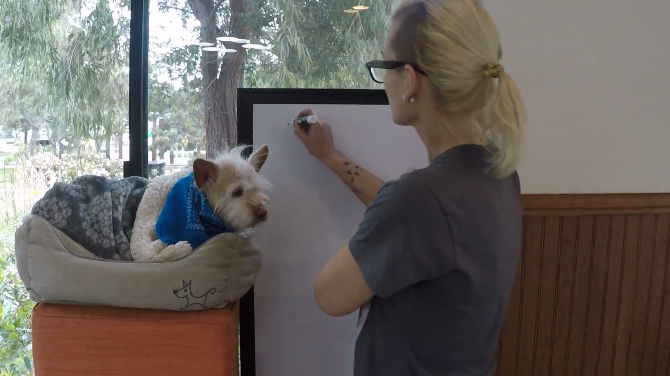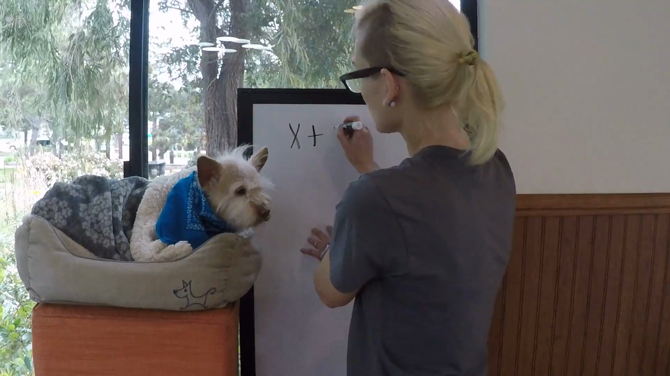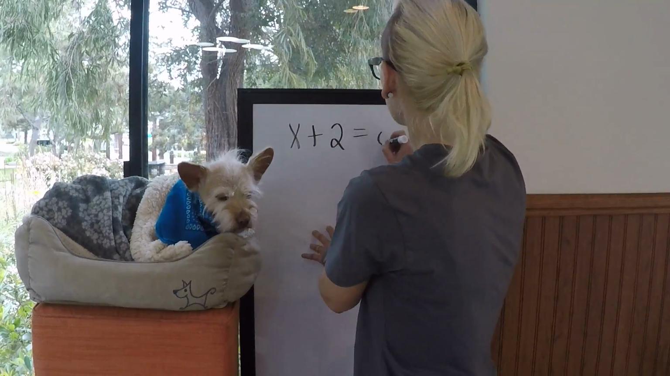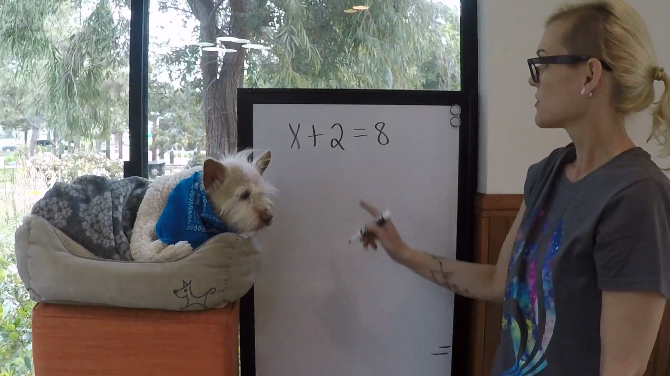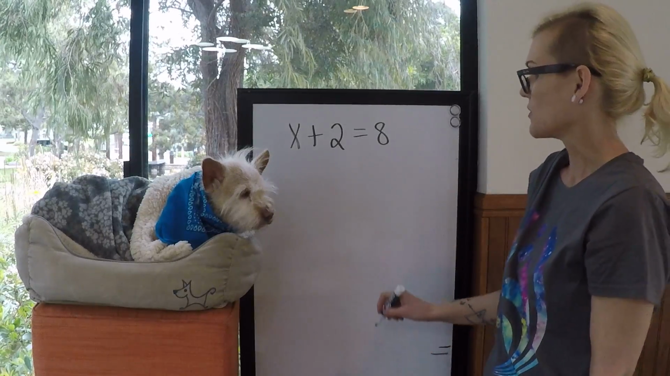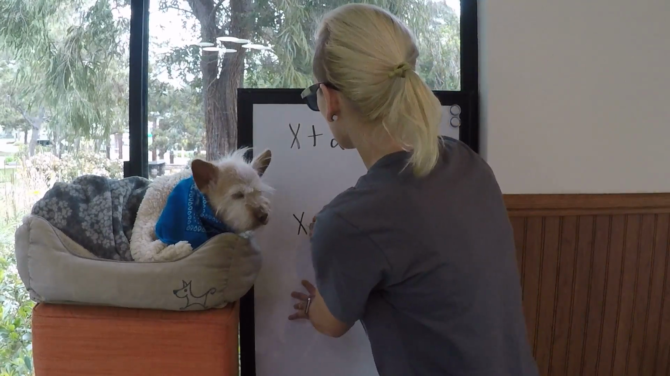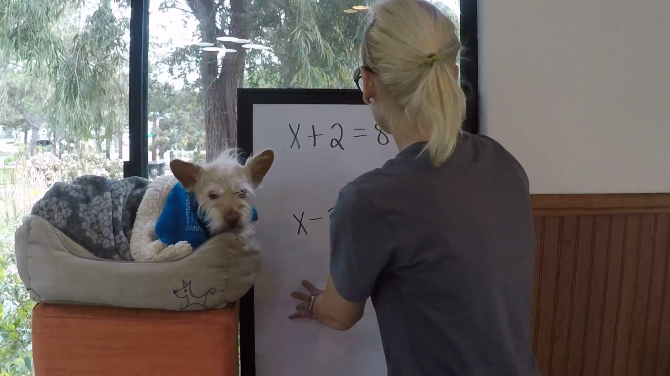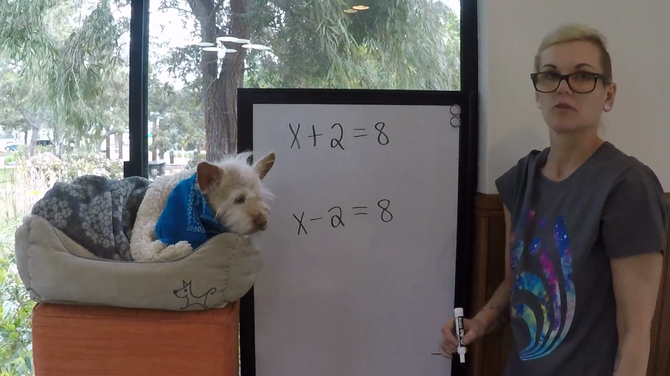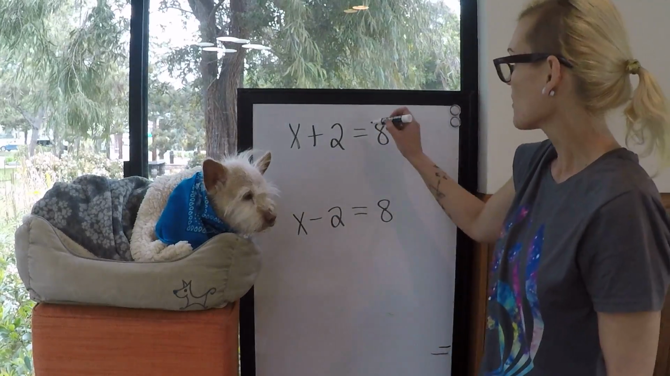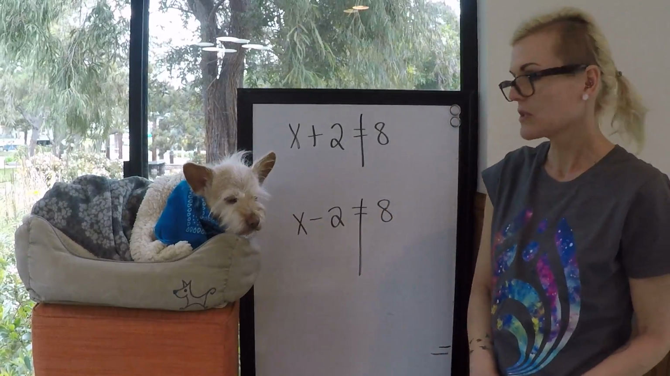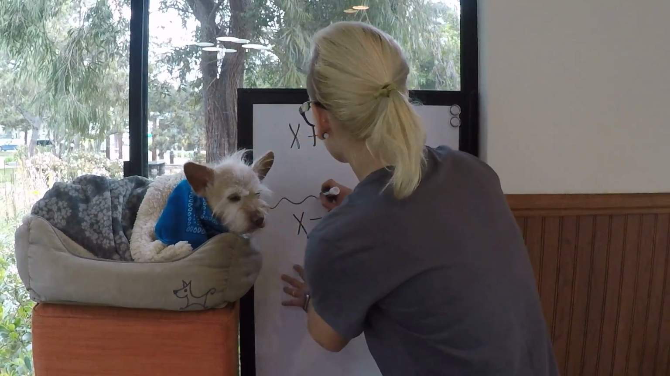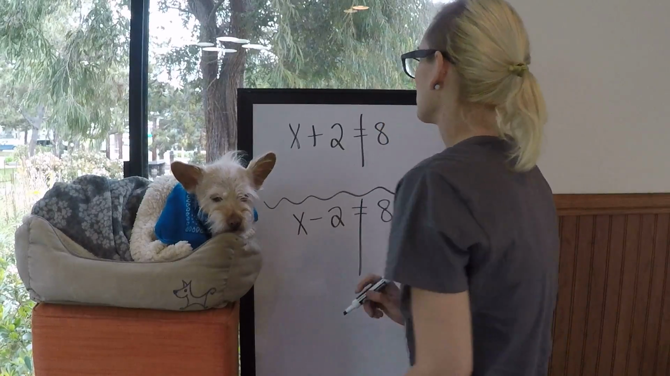I have x plus 2 equals 8. And I'm going to do two problems right next to each other. The first problem is going to be x plus 2 equals 8. The next problem is going to be x minus 2 equals 8, so that we can see the difference between those two problems. I like to draw a line down my equal sign. Let's put a little squiggle just so we can see those are two separate problems.